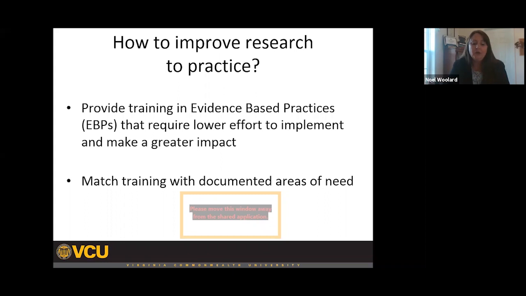However, if we don't see that those skills and that knowledge transfer to the implementation in the classroom or the school setting, we have not fully trained our staff. Our job is still not finished. So we need to look for ways to bridge the gap between knowledge and implementation. And I'm going to say that again. We need to look for ways to bridge the gap between knowledge and implementation.